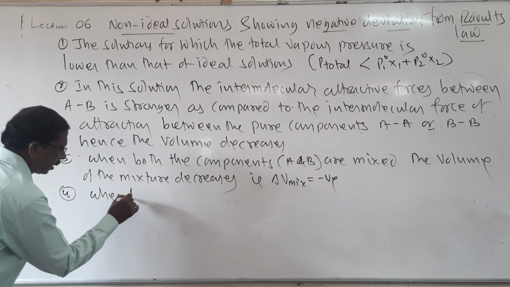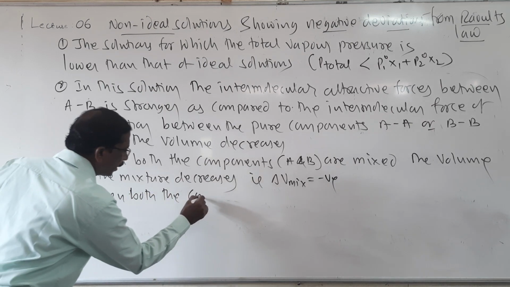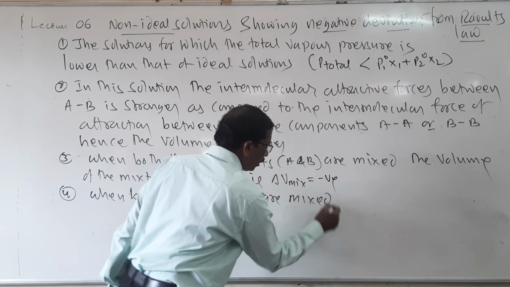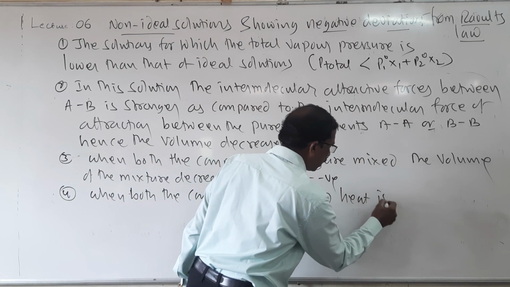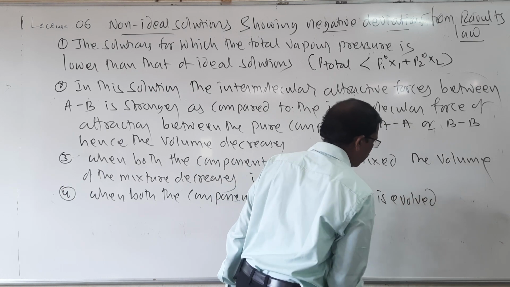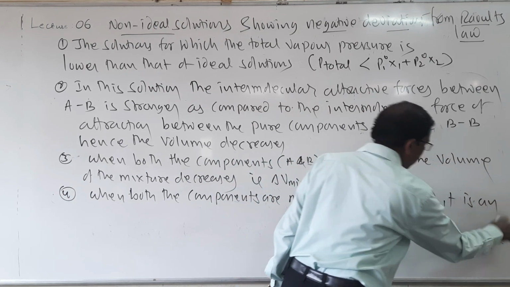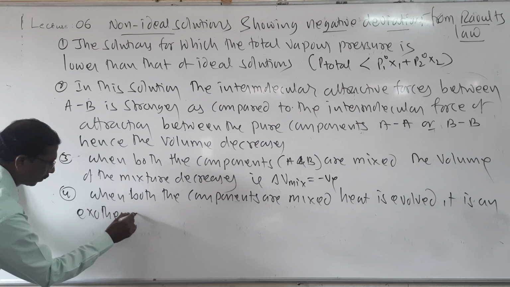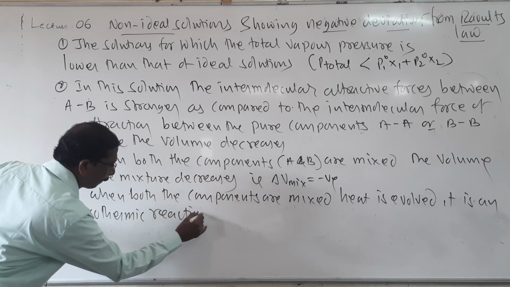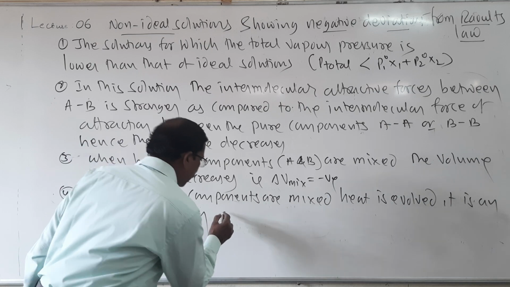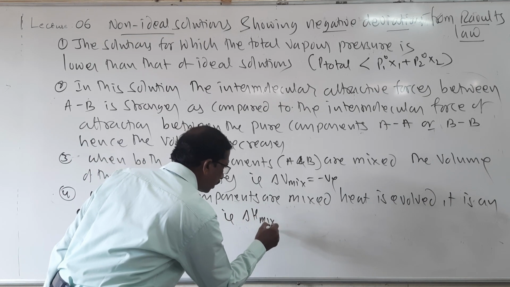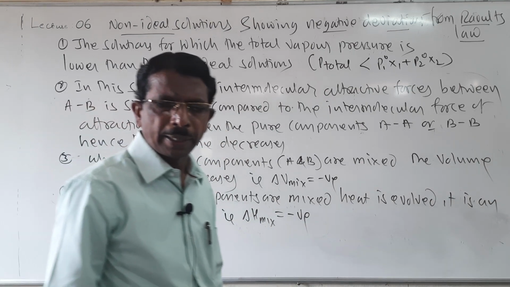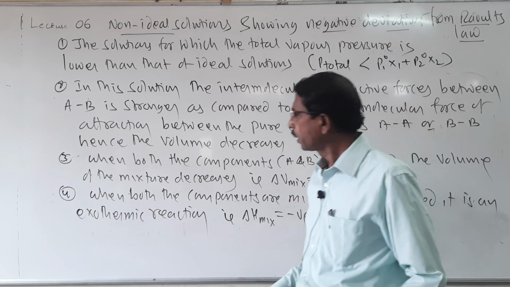And when both the components are mixed, heat is evolved. It is an exothermic reaction. That is, delta H mix is equal to negative. Heat is evolved. It is an exothermic reaction. Remember, students, here it is endothermic reaction.